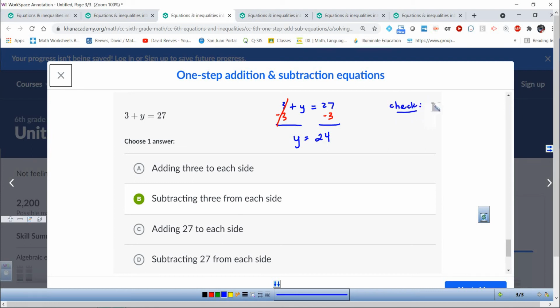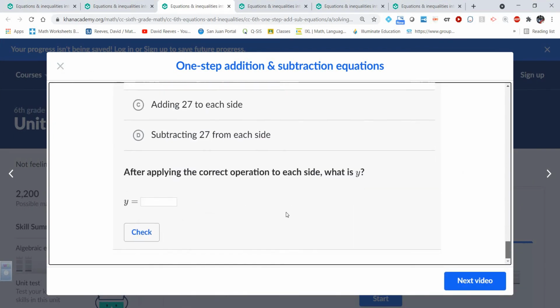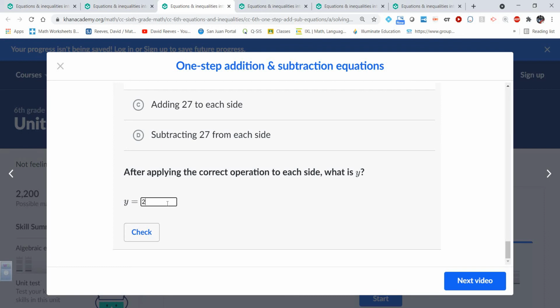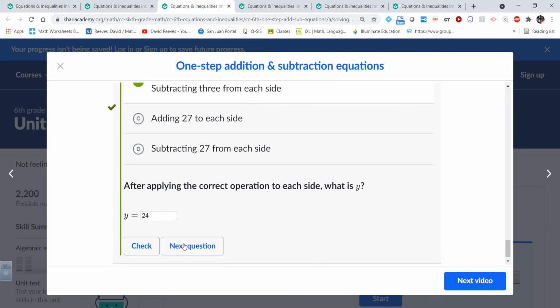And then if I were to check it, all right, here we go. 3 plus y equals 27. That's our true equation they gave us. Does 3 plus 24 equal 27? Well, guess what? 3 plus 24 is 27 equals 27. It's true. It checks. So the answer to our equation, the solution, was y is equal to 24.